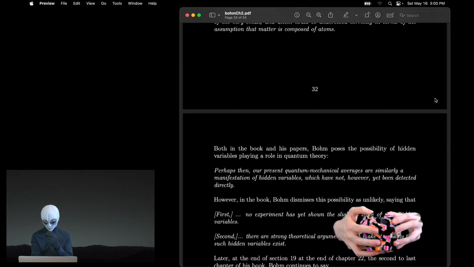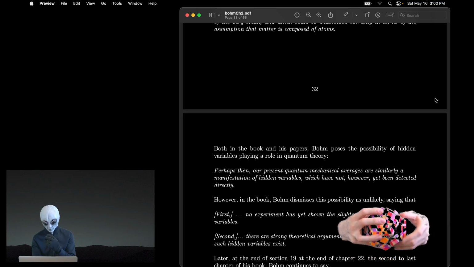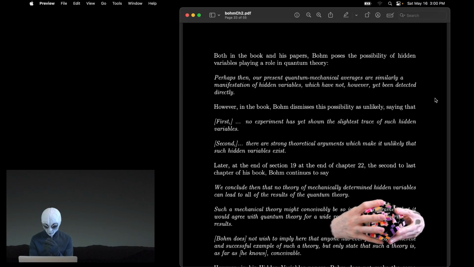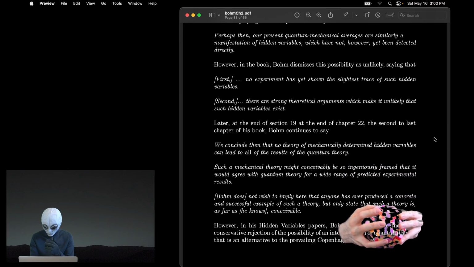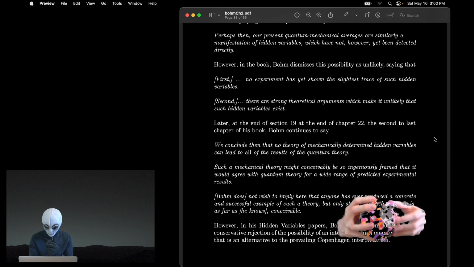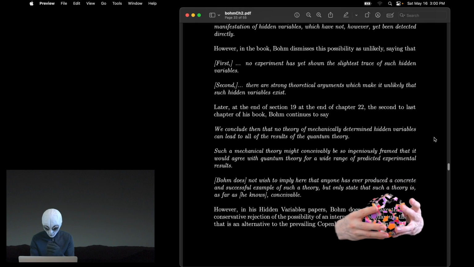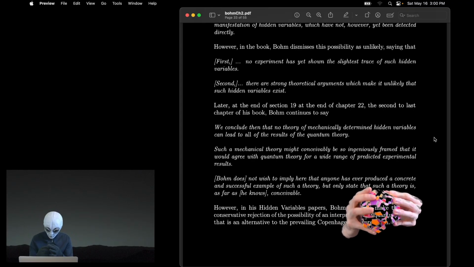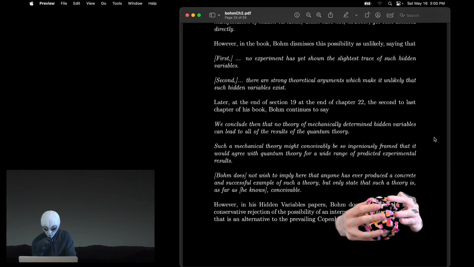Both in the book and his papers, Bohm poses the possibility of hidden variables playing a role in quantum theory. Perhaps then, at present, quantum mechanical averages are similarly a manifestation of hidden variables which have not, however, yet been detected directly. However, in the book, Bohm dismisses this possibility as unlikely, saying that, first, no experiment has yet shown the slightest trace of such hidden variables, and second, there are strong theoretical arguments which make it unlikely that such hidden variables exist.